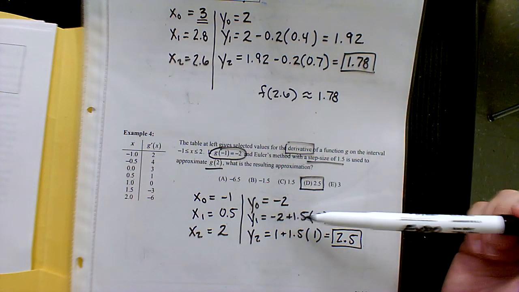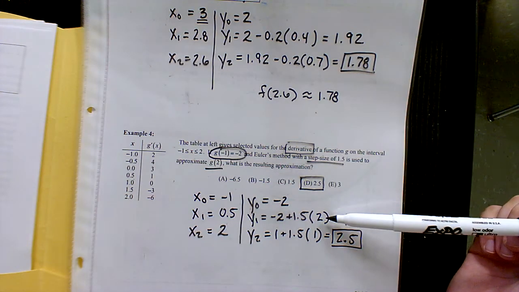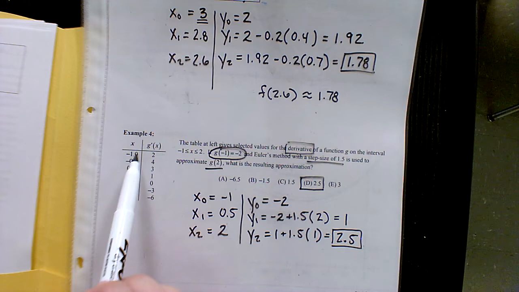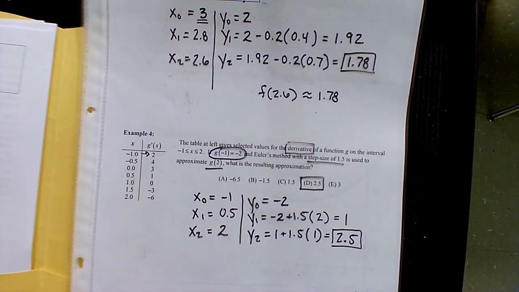All right, previous y value plus step times slope from the previous point. So we're going to have to use a table to help us out. Notice how the previous point has an x value of -1, so that would give us a slope of 2. Solving from there, we can get 1.